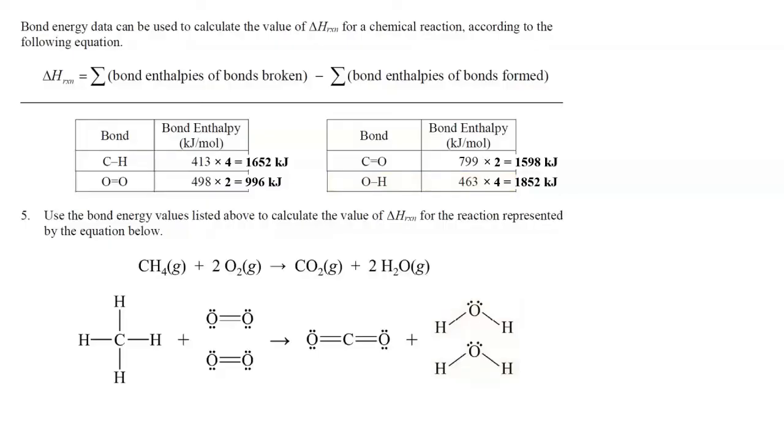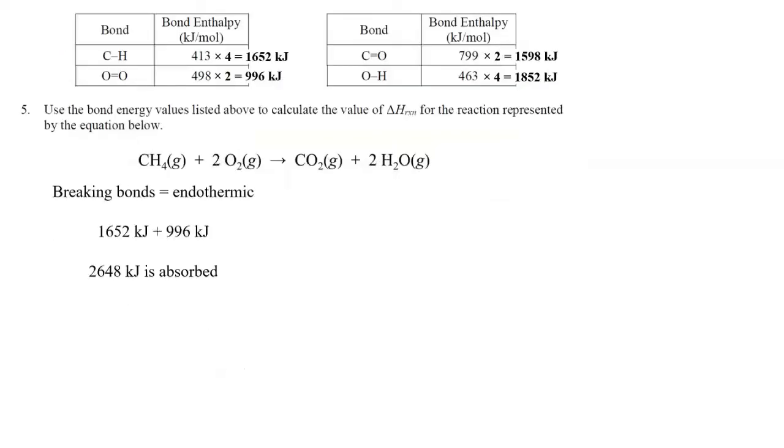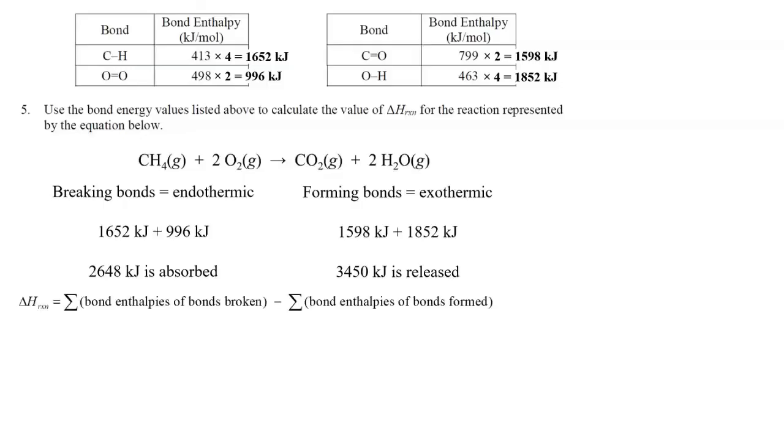So now the total amount of energy can be calculated for the bonds broken, and the total amount of energy for the bonds that are formed can be calculated, and then you would do the sum of the bonds broken minus the sum of the bonds formed. So here's the math involved. 1652 plus 996 is equal to 2,648 kilojoules. That's the total energy absorbed when the bonds are broken. And then 1598 plus 1852 is 3,450. That is the total amount of energy released when the bonds are formed.